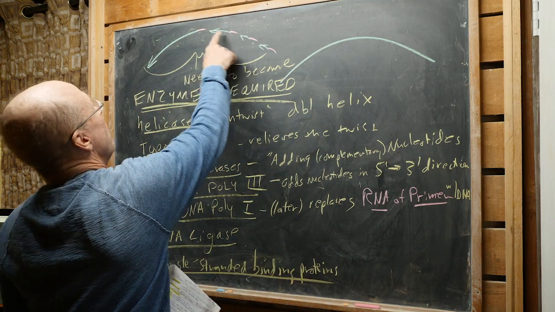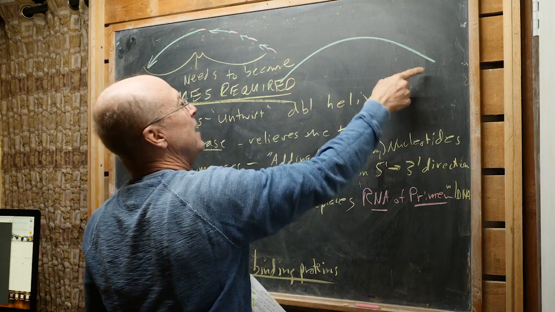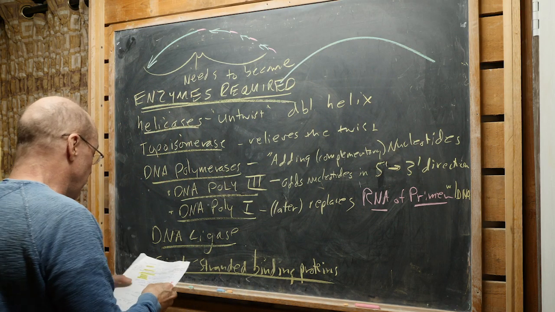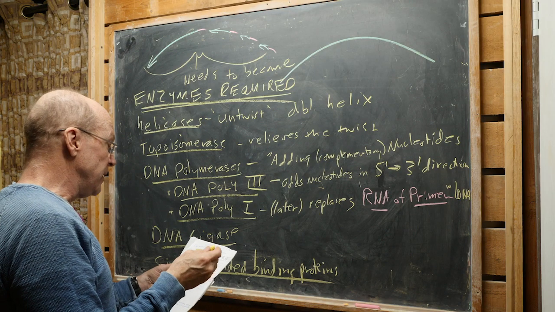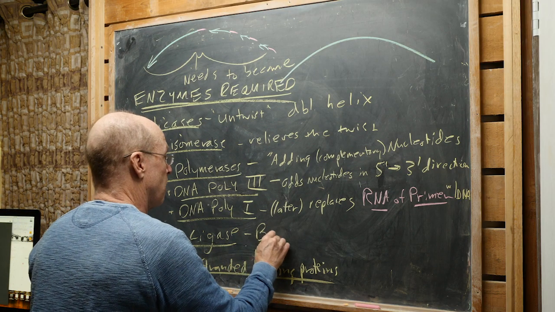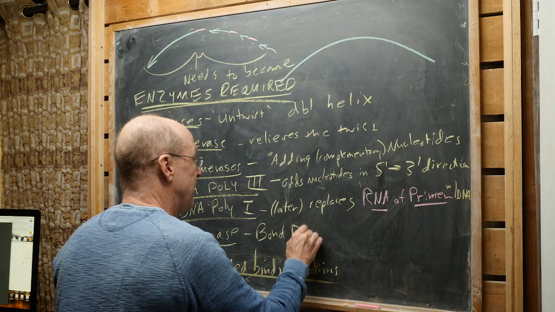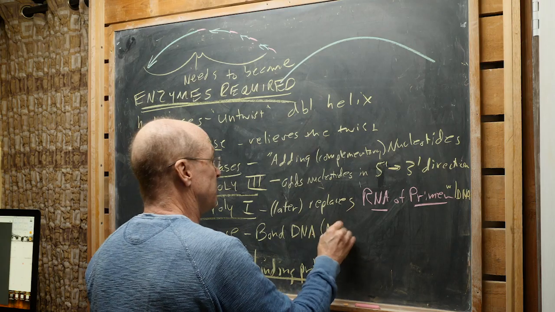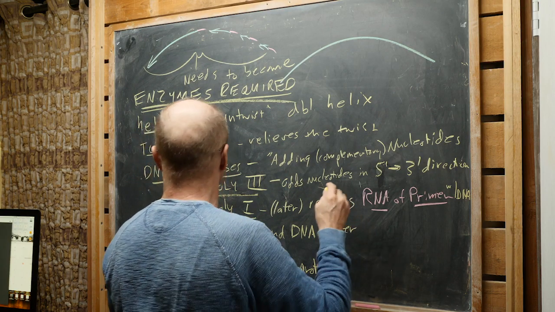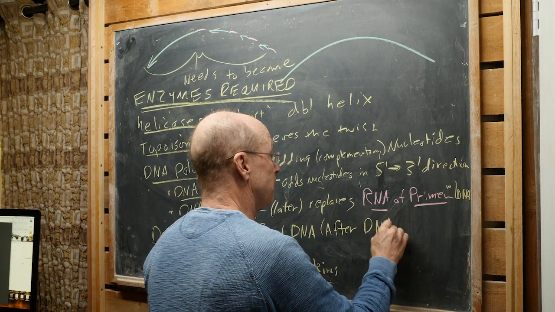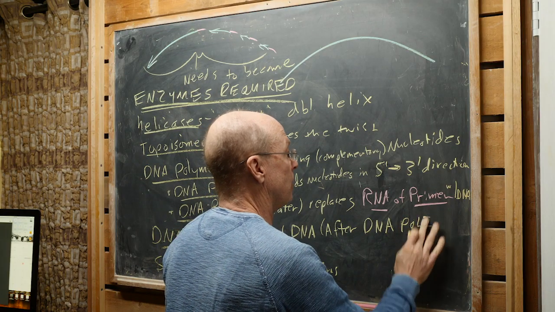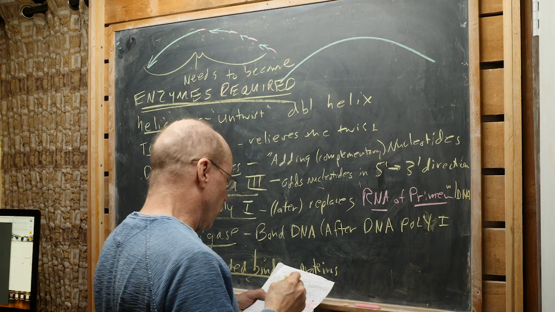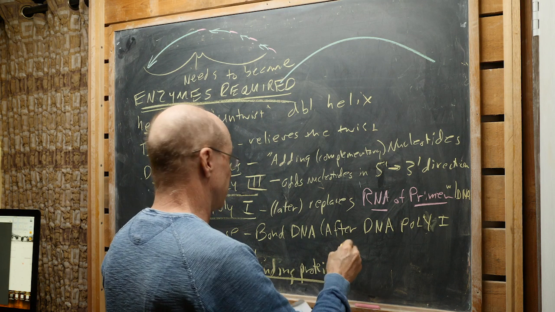Look, RNA, RNA, RNA, RNA, DNA. We got to replace it. That's there. Ligase is going to be important because it's going to bond the DNA. It'll bond all this DNA together after DNA poly 1 does its work. So after DNA poly 1 does the substitution.